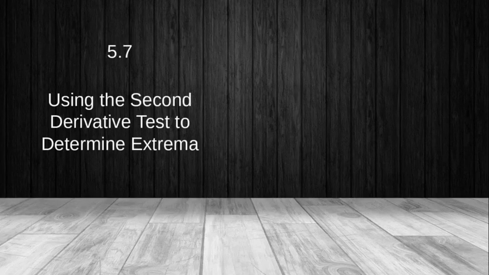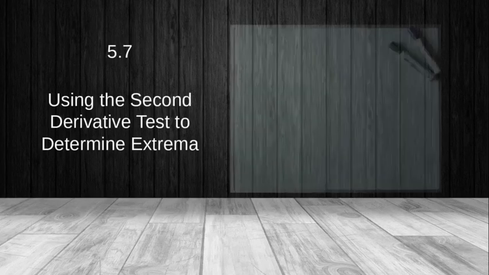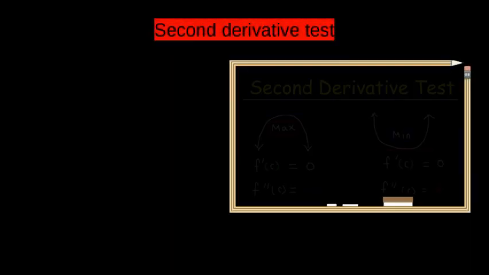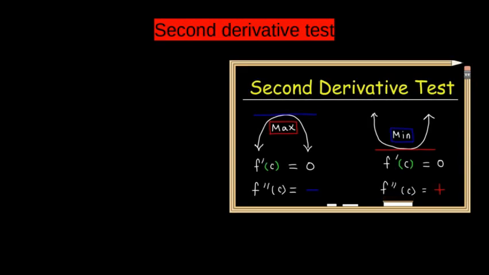5.7. Using the second derivative test to determine extrema. The second derivative is used to find local maxes and mins. This is a great visual to look at for reference, or if you're struggling.